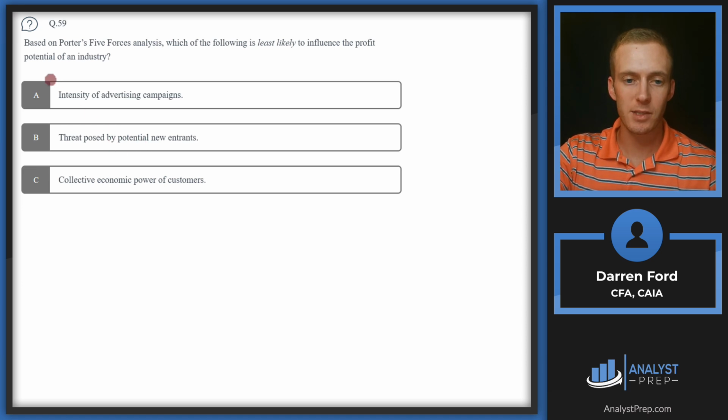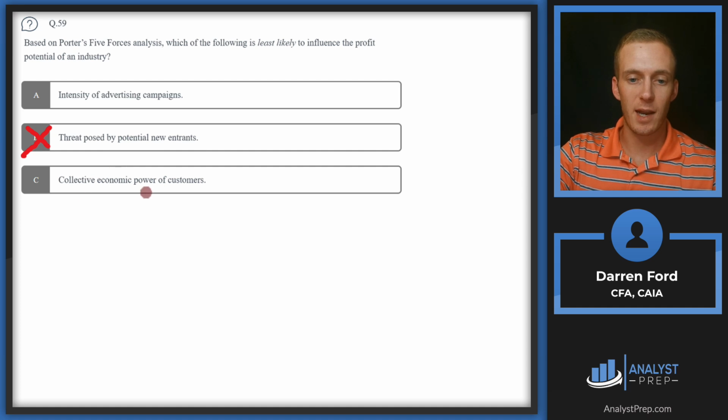So given that, let's take a look at these answers. So A, we've got intensity of advertising campaigns. That could potentially influence the profit potential of an industry, given one of our forces is rivalry of existing competitors. We'll leave that on the table for now. B, threat posed by potential new entrants. This is pretty explicitly one of the five forces mentioned.